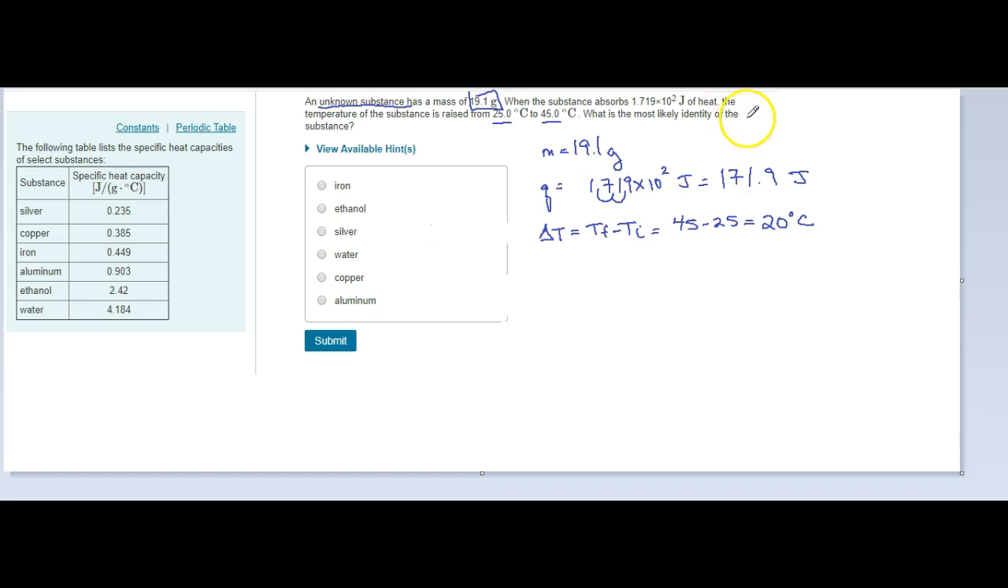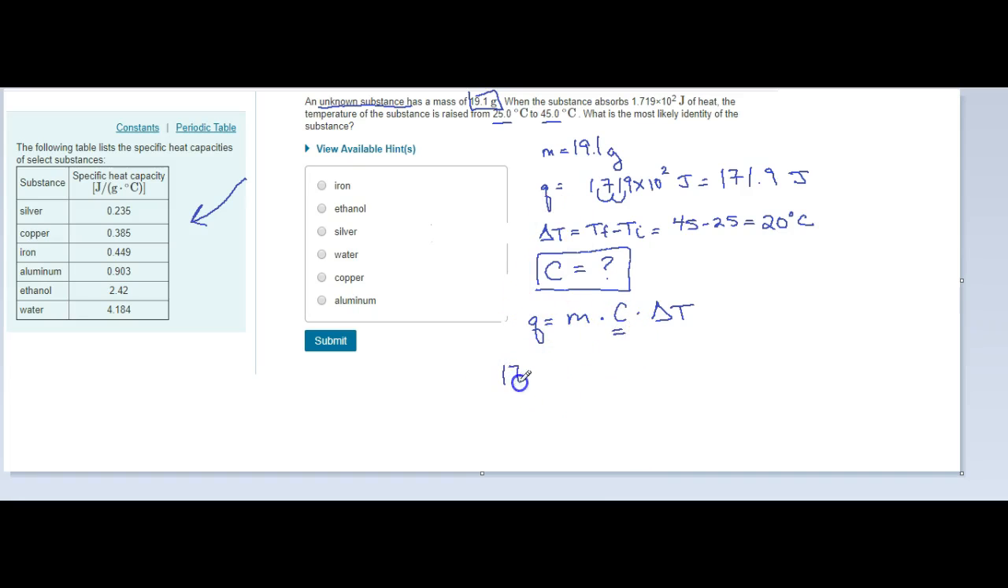And it's saying what is the most likely identity of the substance? Well, that's going to be based on the specific heat capacity of the substance. So that's what we're looking for here, is what is the specific heat capacity of this unknown substance, and then we will be able to identify that from the list. So again, we're going to use our specific heat capacity equation, which is Q equals M times C times change in T, and this time we're solving for C.